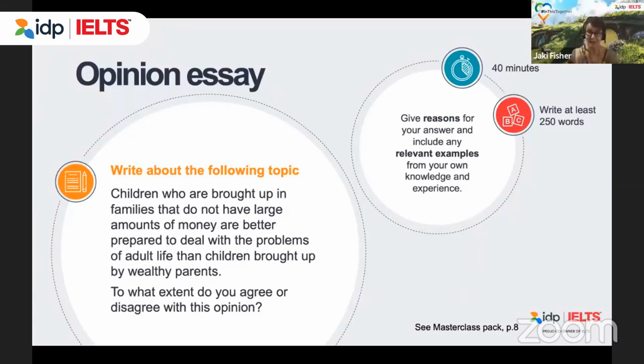Yeah, so when I get this topic, whatever my topic is, I try to say it in my own words so I understand. So children brought up in families that don't have much money are better prepared to deal with problems of adult life than children brought up by wealthy parents. So children who are kind of poorer, they can cope better when they're adults. So I always say it in my own words, so I make sure I understand.